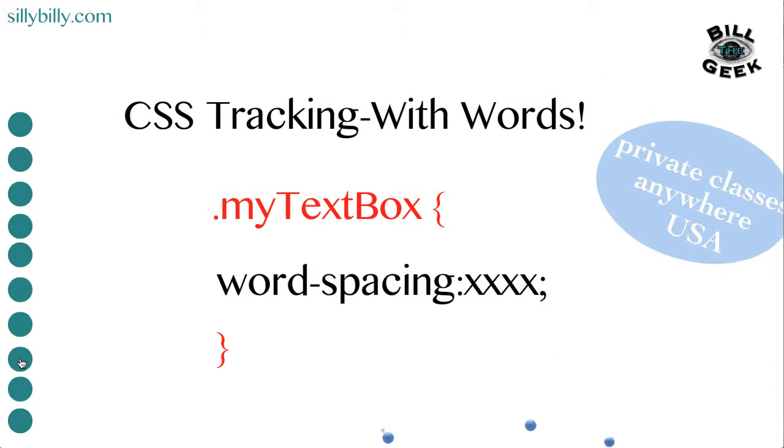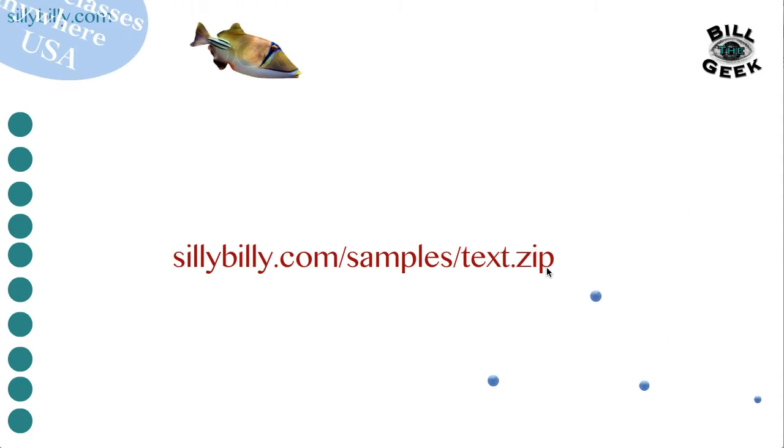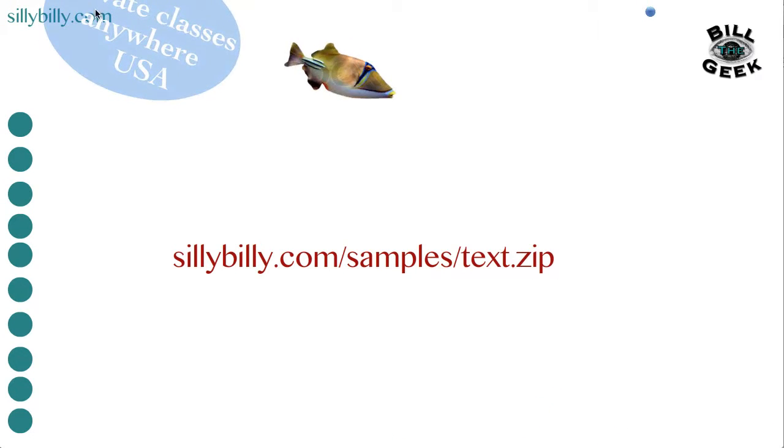And then finally, kerning with CSS. CSS with kerning, well, it's still letter spacing, but you just kind of signify what two letters you want to space, and we're going to do that in a second. Now, you can download these sample files at sillybilly.com/samples/text.zip. Unless you're in my Udemy class, then they're readily available in the samples file there. So here we go. Let's go into Dreamweaver.